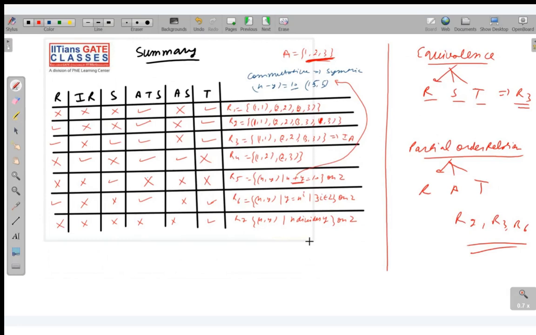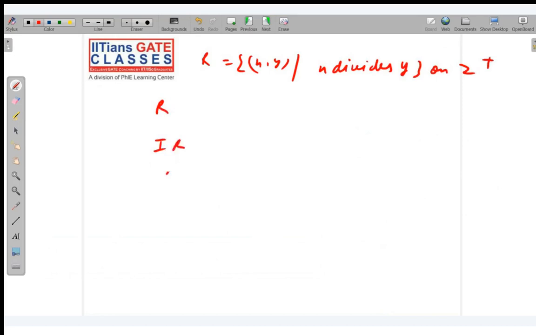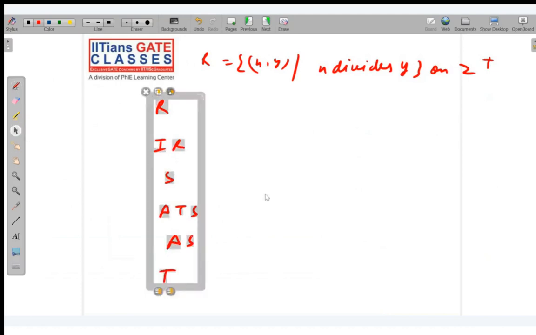Sometimes they will slightly twist the question, so let me give you the idea how they will twist it. For example, they can give you the same relation, but the set will be different. For example, R is x comma y such that x divides y on Z plus, the positive integer set. We have to check reflexive, irreflexive, symmetric, antisymmetric, asymmetric, and transitive. We will check all these things.